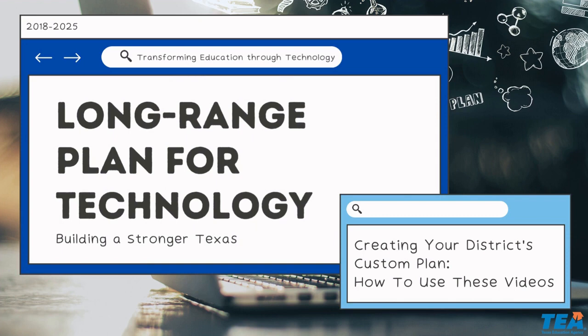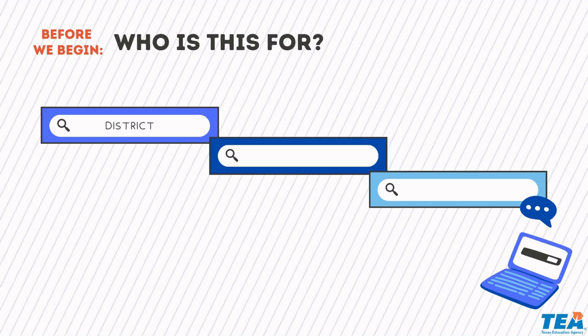We have created a series of videos to discuss Texas' long range plan for technology and how you can create a custom plan for your district. First, let's talk about who these videos are for and how to use them. Who is this for? This is designed to guide every district to create their own long range plan for technology. This can also be used to guide individual campuses and classroom teachers.